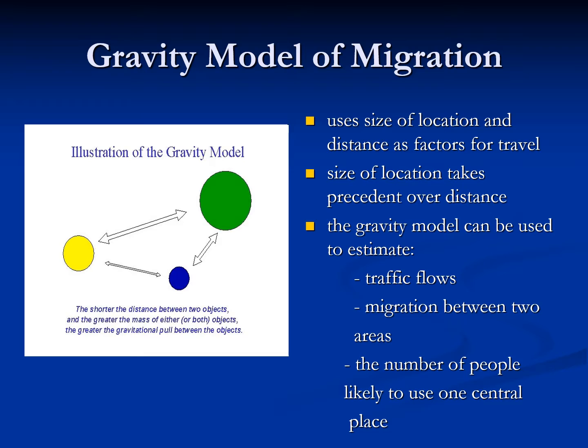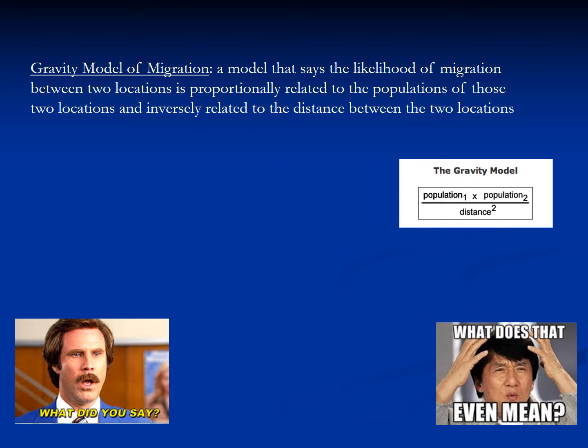Gravity model of migration. Uses size of location and distance as factors for travel. Size of location takes precedence over distance. The gravity model can be used to estimate traffic flows, migration between two areas, the number of people likely to use one central place. The gravity model of migration is a model that says the likelihood of migration between two locations is proportionally related to the populations of those two locations and inversely related to the distance between the two locations.